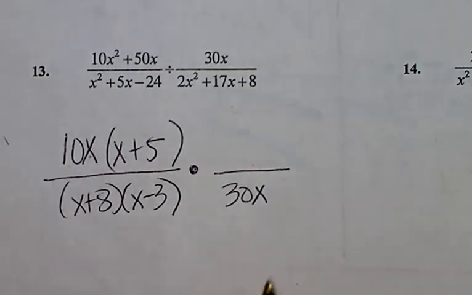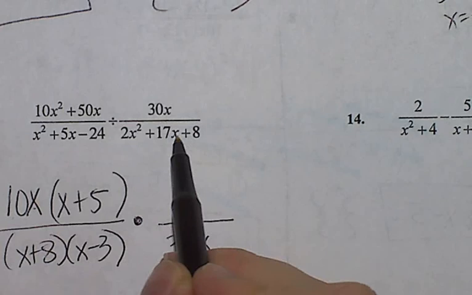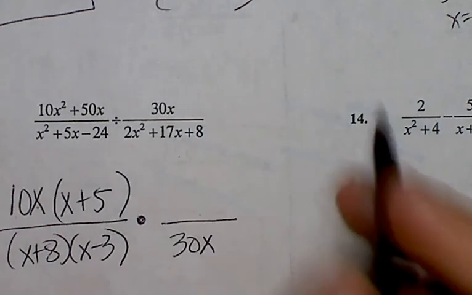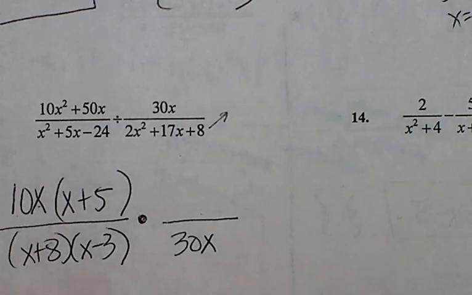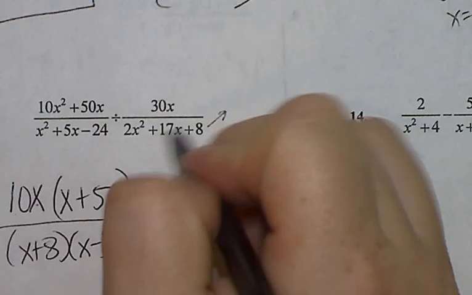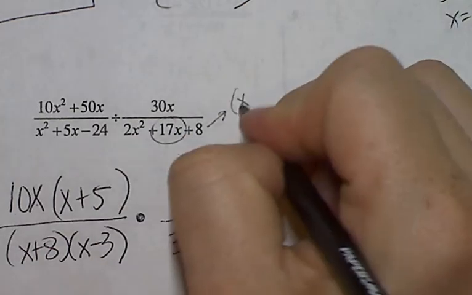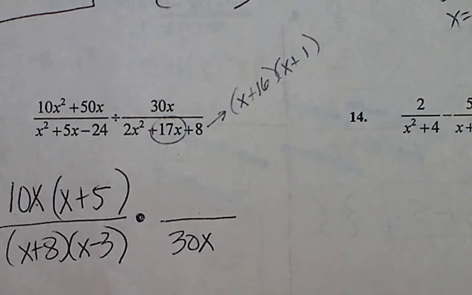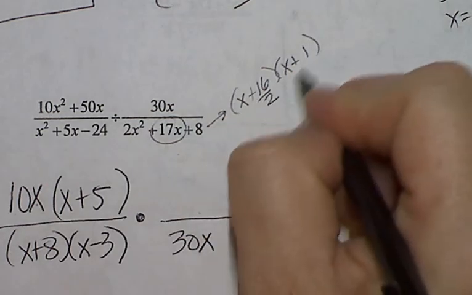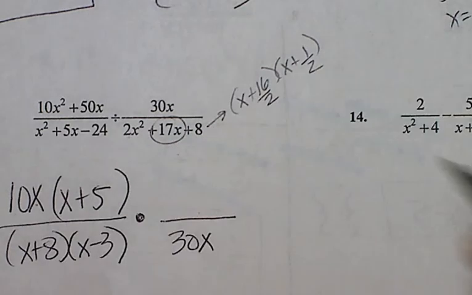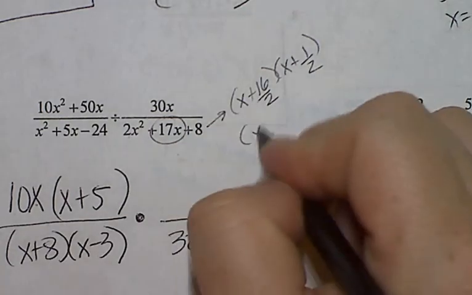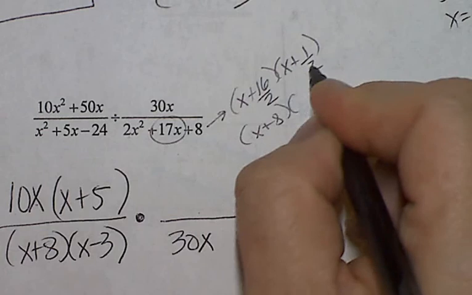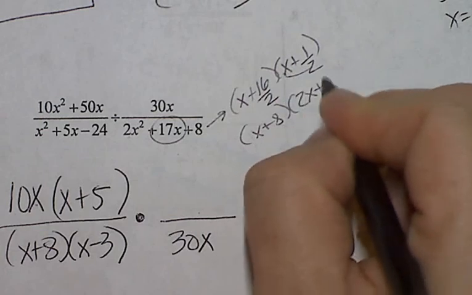Then I'm going to take this trinomial that originally was in the denominator of the second fraction. I'm going to come off to the side and I'm going to factor it. So what multiplies to equal 16 and combines to equal positive 17? X plus 16 and x plus 1. Divide both numerical values by 2. And then reduce the fractions. If the fractions can't be reduced, push up the bottom number of the fraction.